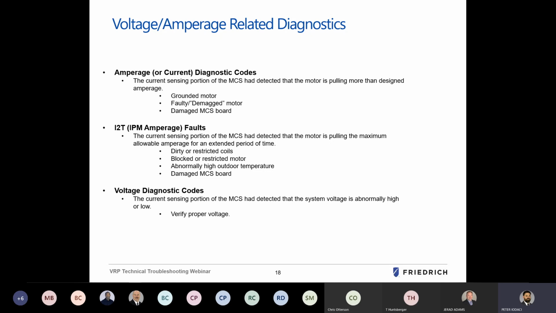So an I2T fault or an IPM amperage fault is basically the current sensing portion of the MCS has detected the motor is pulling the maximum allowable amperage for an extended period of time. So this is an indication of dirty coils or something where there is a restriction going on, that the motor itself is restricted, or we have really high abnormal temperatures, or just simply that the sensors on the MCS board are damaged. So voltage diagnostic codes are very simple. The current sensing portion of the MCS board has detected that the system voltage is abnormally high or abnormally low.